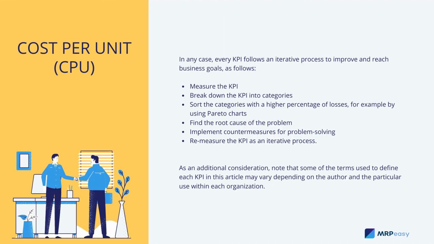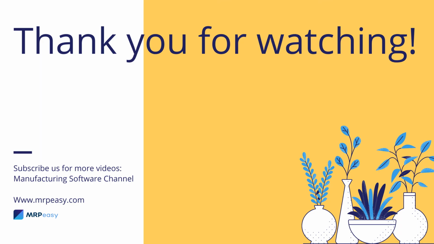In any case, every KPI follows an iterative process to improve and reach business goals, as follows. Measure the KPI. Break down the KPI into categories. Sort the categories with a higher percentage of losses, for example, by using Pareto charts. Find the root cause of the problem. Implement countermeasures for problem solving. Remeasure the KPI as an iterative process. As an additional consideration, note that some of the terms used to define each KPI in this article may vary depending on the author and the particular use within each organization.